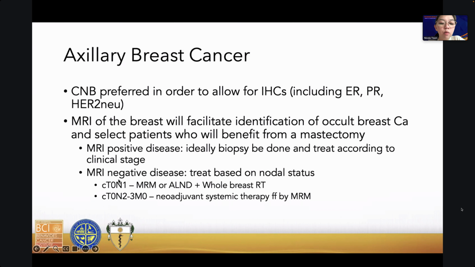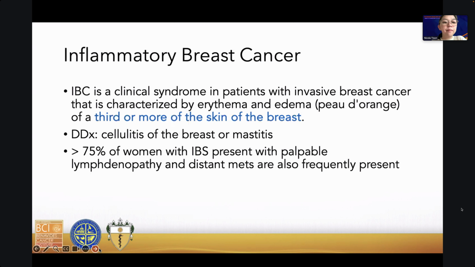So if it is only N1, we can go ahead and do our MRM, or we can do an axillary node dissection with whole breast RT. On the other hand, if it is N2 or N3 disease, we do neoadjuvant systemic therapy followed by our MRM.